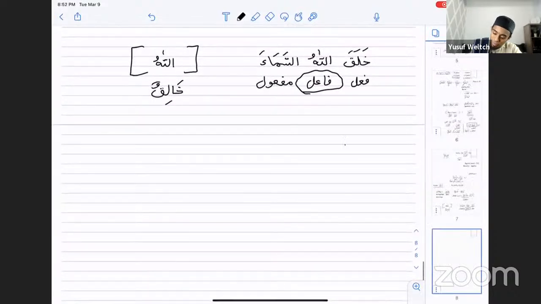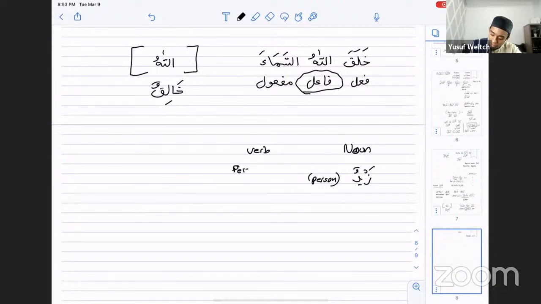So here, if we just broke it down, the noun, a regular noun like Zayd, only has a person. It only has the person itself. No action, no tense. The verb has three things: it has a person, an action, and a tense. So if I said daraba, it means he hit. So he is implied inside it. The action is hitting, and the tense is past.